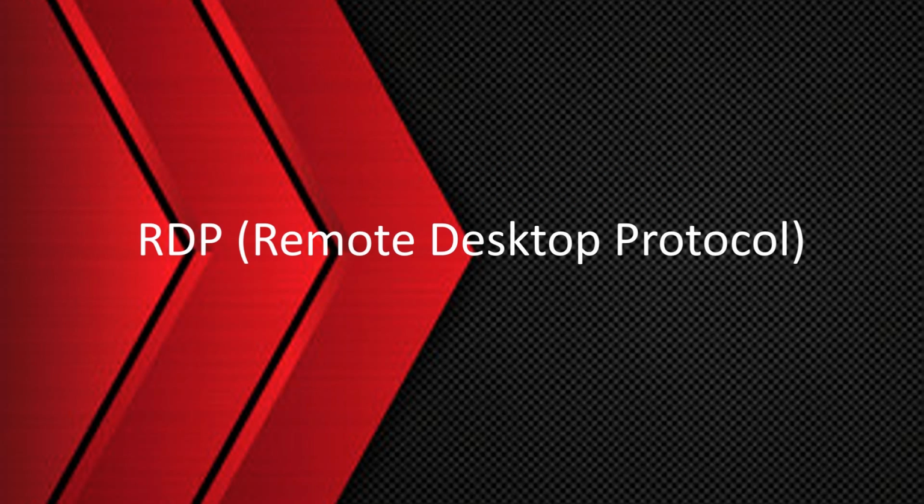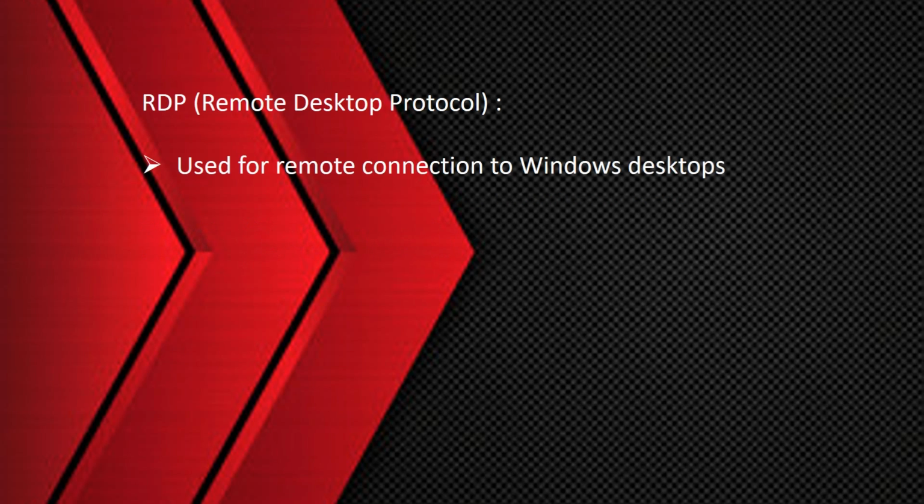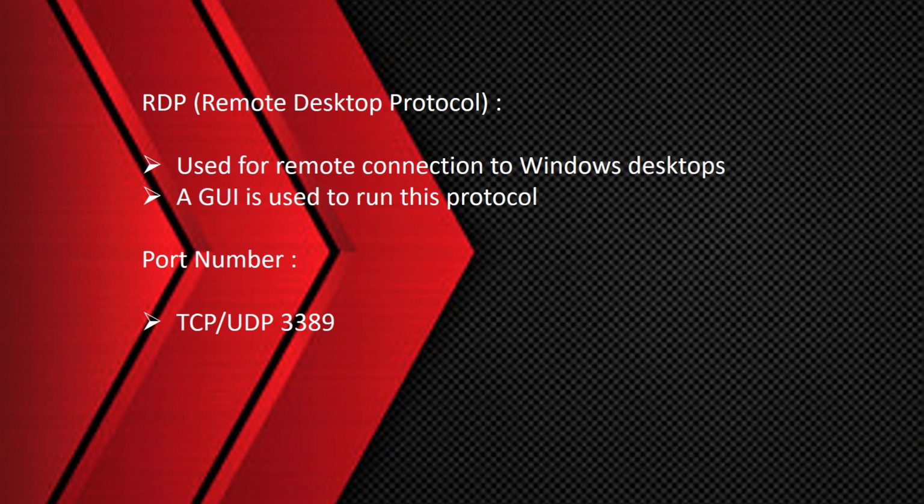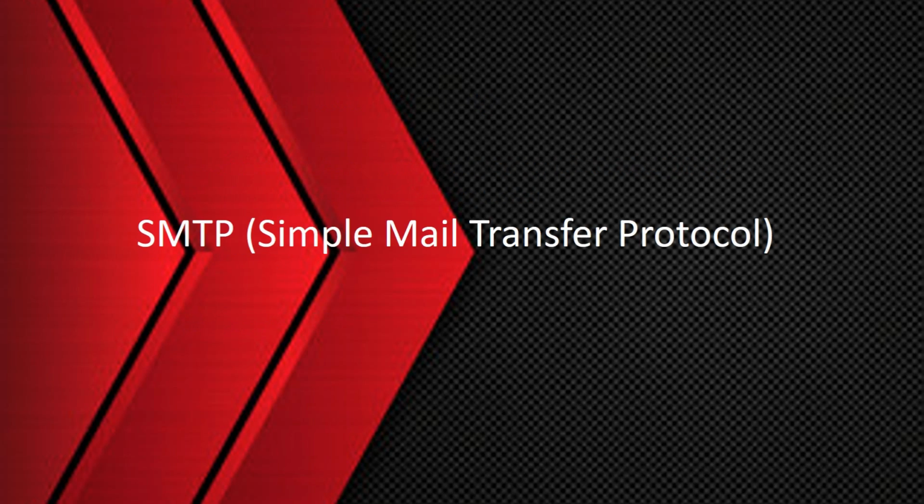Next protocol is RDP, Remote Desktop Protocol. Remote Desktop Protocol is used for remote connection to Windows desktops. Remember that. It's only for Windows. You can't use it for Mac. You can't use it for network devices. And it's used via a GUI interface, and a GUI is a graphical user interface. RDP uses TCP and UDP port 3389, so you get to choose.